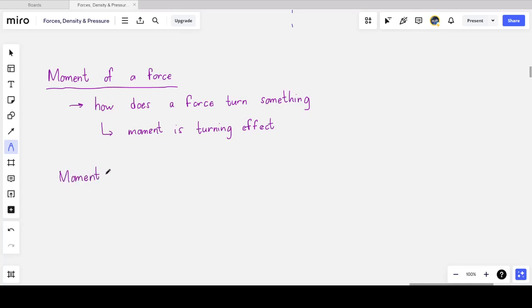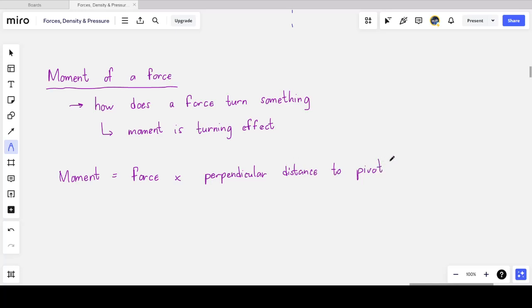Now, how do we calculate the moment of a force? Well, the moment of a force, and again, you may know this equation, is the force itself multiplied by the perpendicular distance that the force acts to the pivot. So I'm just going to say perpendicular distance to pivot.